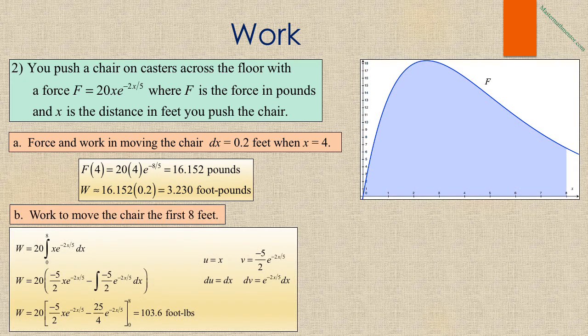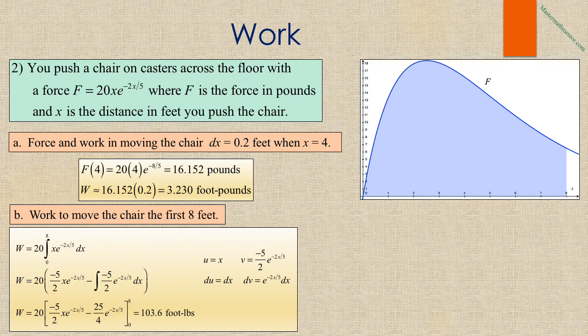We now want to find the work to move the chair the first 8 feet. So we set up our integral as work is equal to 20, the integral from 0 to 8, of our f of x, which is x e to the negative 2x over 5, dx. We will do this by integration by parts, where our u is x and our dv is e to the negative 2x over 5 dx.